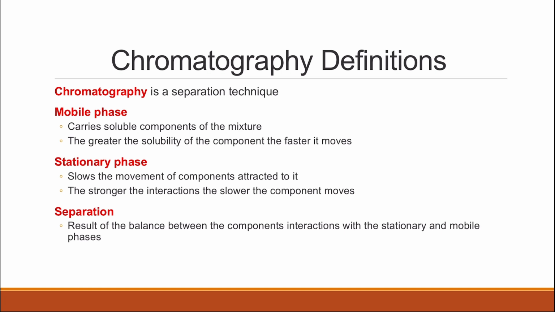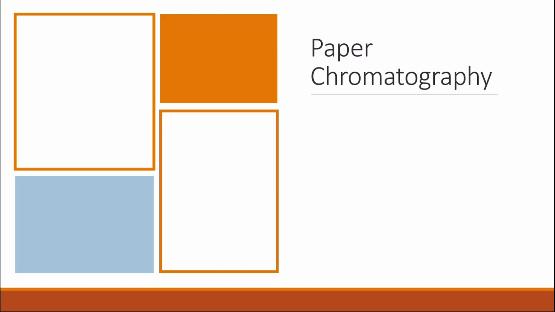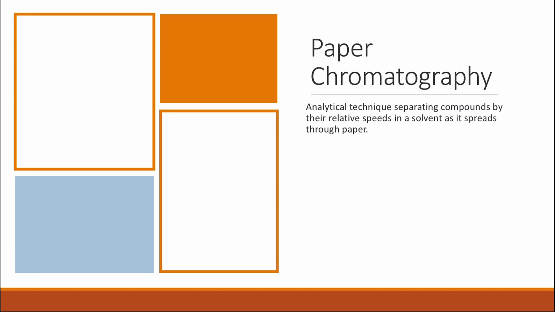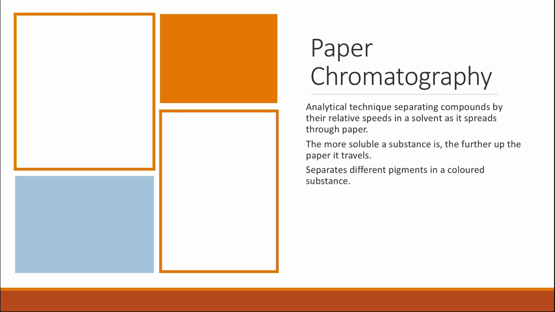The whole separation process is a result of the balance between the component's interaction with the stationary phase and the mobile phase. An example of chromatography is paper chromatography. Paper chromatography is an analytical technique that can be used to separate components of a mixture depending on their relative speed in a solvent as it spreads through the paper. So the mobile phase here is going to be a solvent and the stationary phase here is going to be a paper.